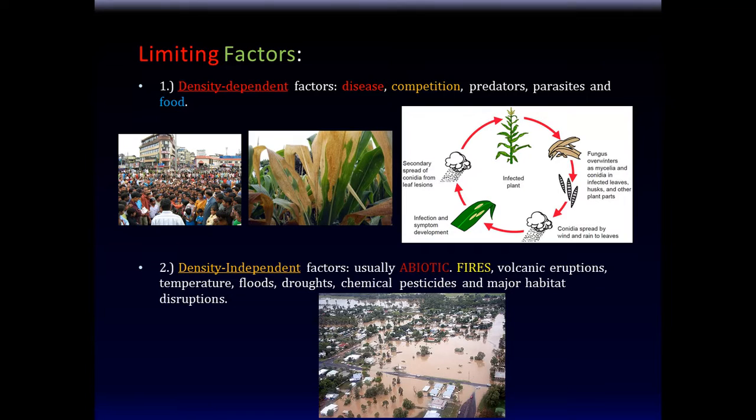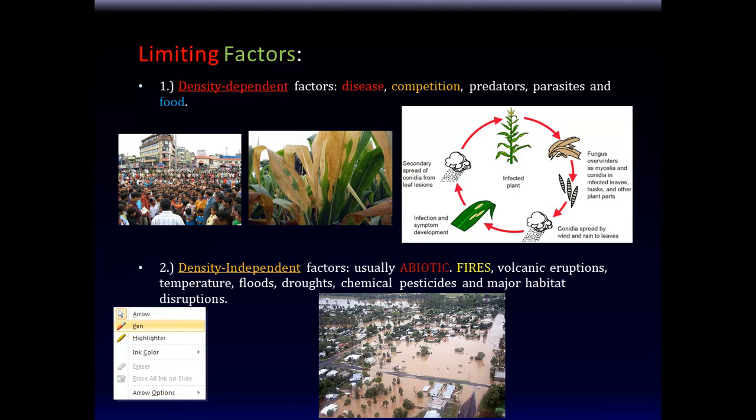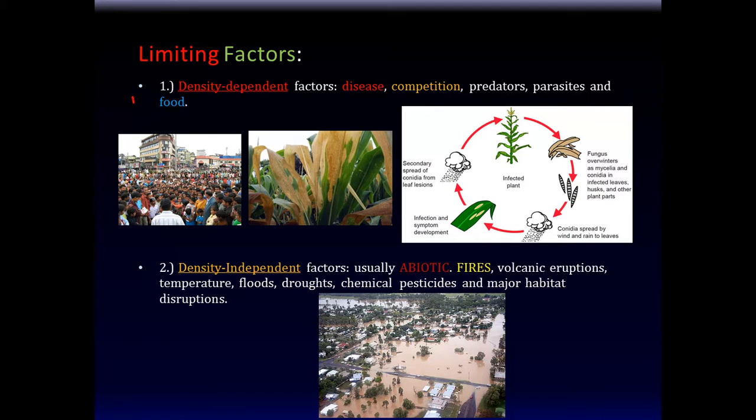Limiting factors, or factors that limit the growth of populations, can be divided into two broad categories. The first is density independent factors, and the second is, of course, the counterpart, density dependent factors. Density dependent factors means that how this limiting factor affects the population depends on the density of the population. Let me repeat that again. Density dependent factors are those factors whose effect on the population is dependent on the density of the population.